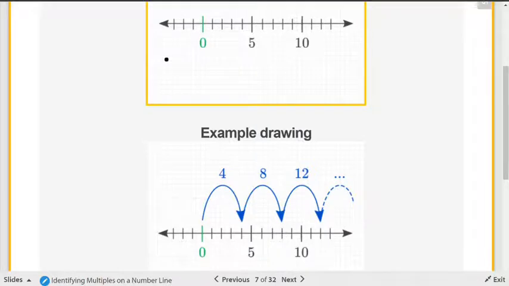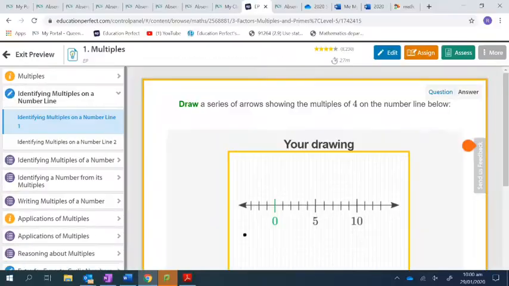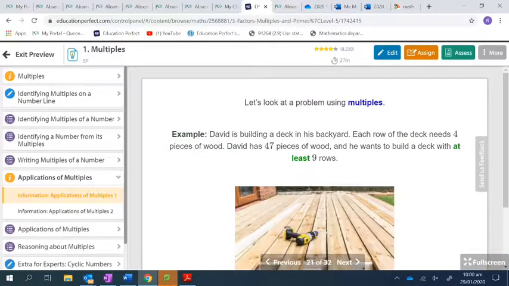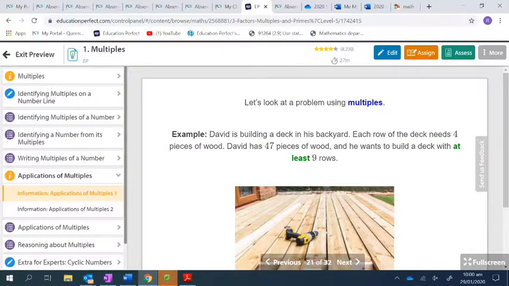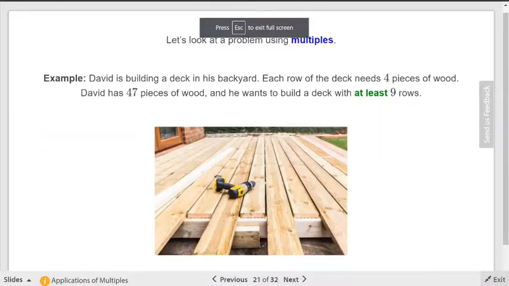Okay? All right. You're going to explore and learn a lot of things about these. Education Perfect's a pretty cool tool. Okay? Now, you will be asked to do some applications with these. But it's just multiples, so don't panic.